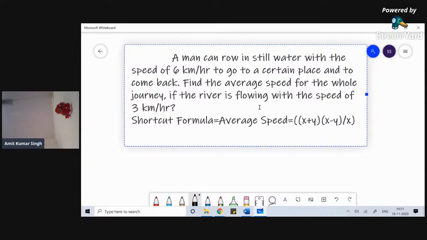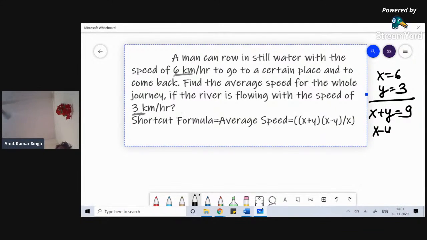So already I spoke about the formula of average speed. Average speed formula, very easy. Here you can see the value of x is 6, and a man can row in still water with a speed of 6 and come back. The average speed of the whole journey if the water speed is 3. So x is equal to 6, y is equal to 3. The speed in downstream would be 9 and the speed in upstream would be 3.